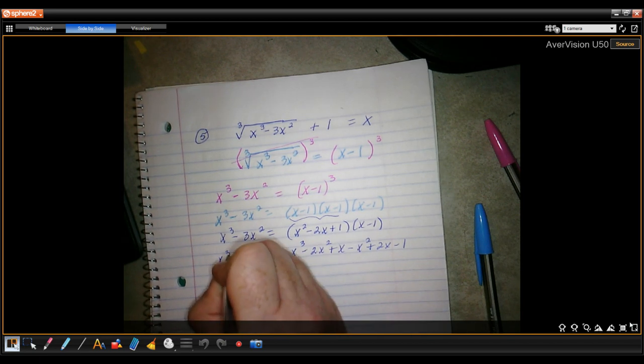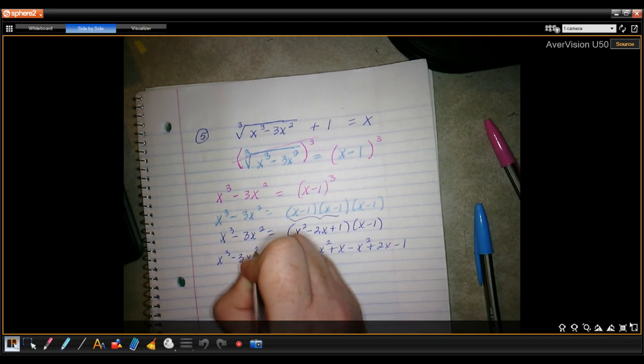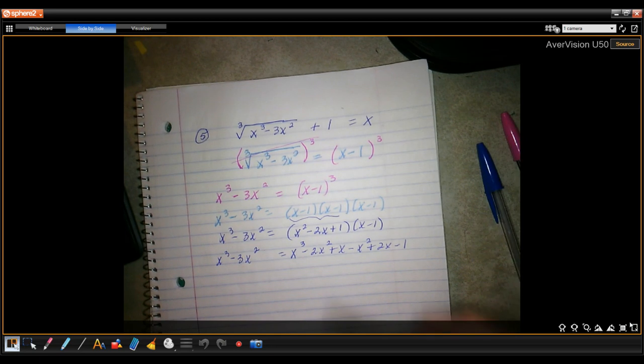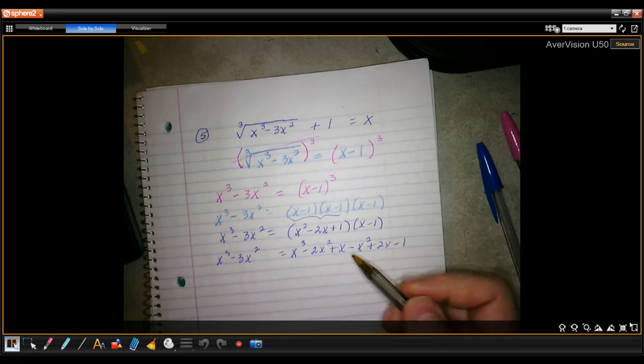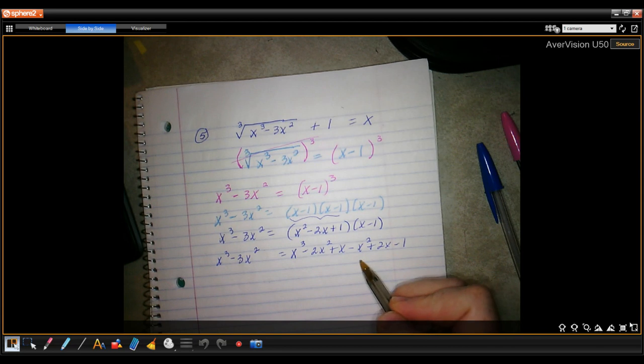All right. Now what do we do? So then I would combine like terms. So combine like terms, what happens here? So you have minus 2x plus 2x. No, that's x squared, so that doesn't work. So what else can we do?